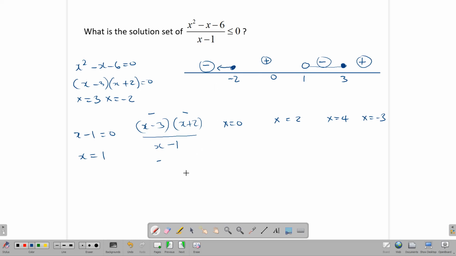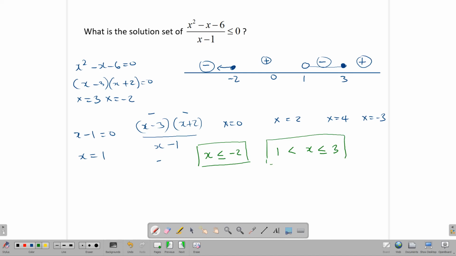Now let's write those down. The solution for this part is going to be x is less than or equal to -2. We can include this value. And the solution for this part is x lies between, notice we can't include that one, x lies between 1 and 3, which we can include. So these are the solution sets for this particular question.